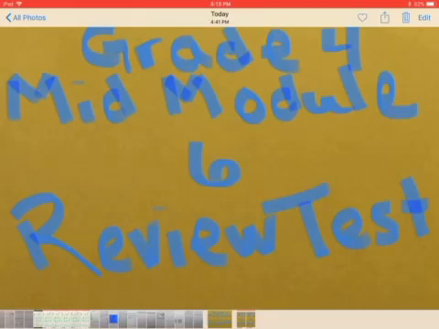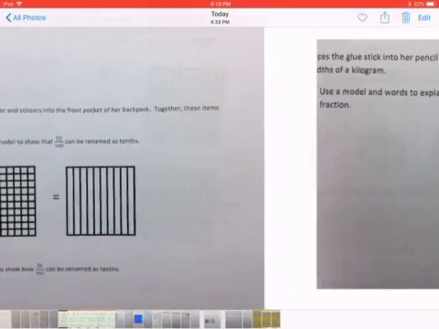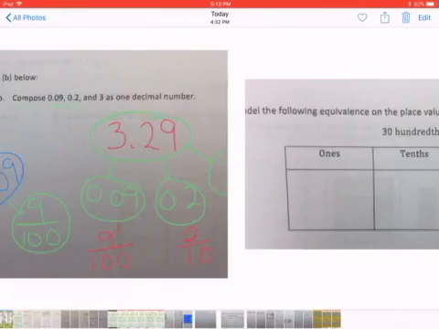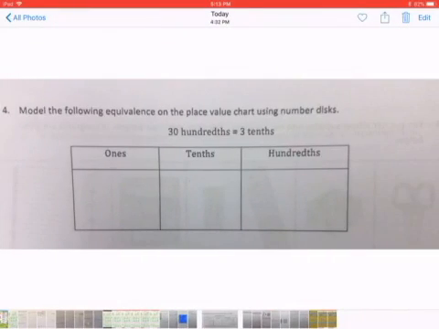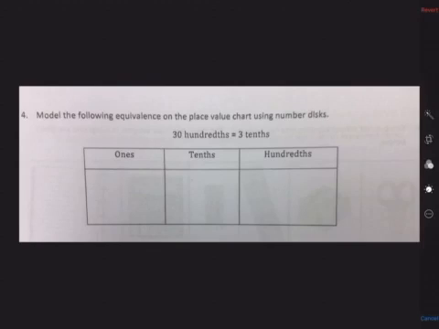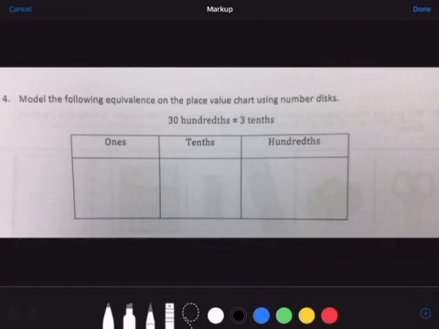Grade 4 Mid-Module 6 Review Test, numbers 4 and 5. Number 4 says, model the following equivalents on the place value chart using number disks. So when we look at this, 30 hundredths is equal to 3 tenths. We have a couple of ways we can prove it, which is what they're asking us to do, is to model it, to show that it's true.